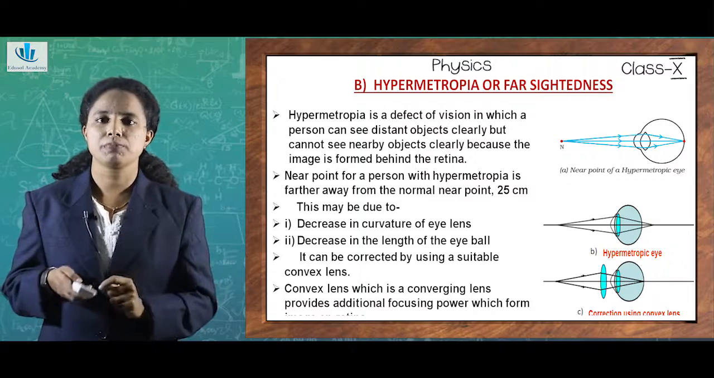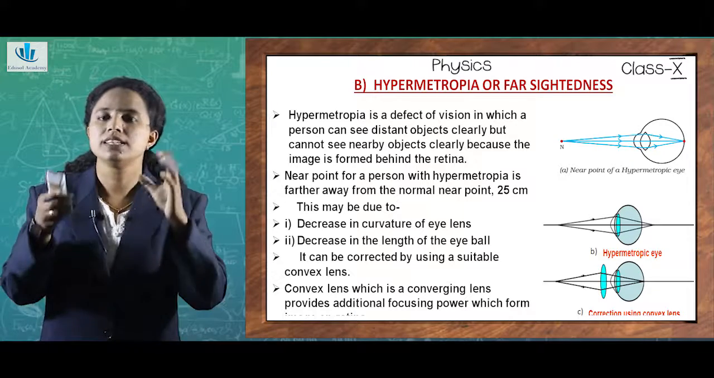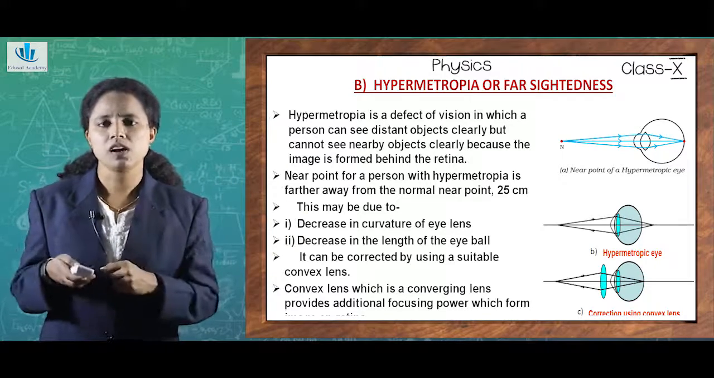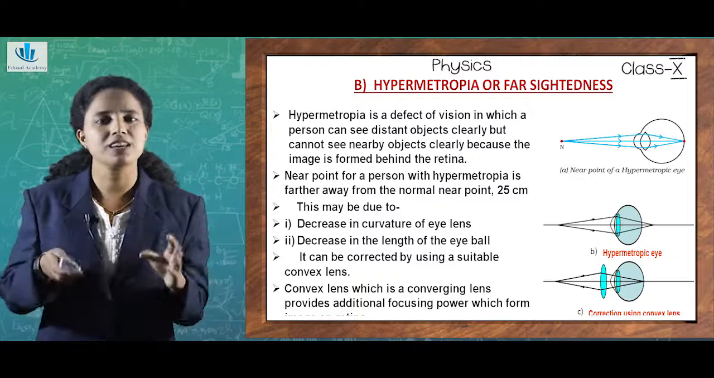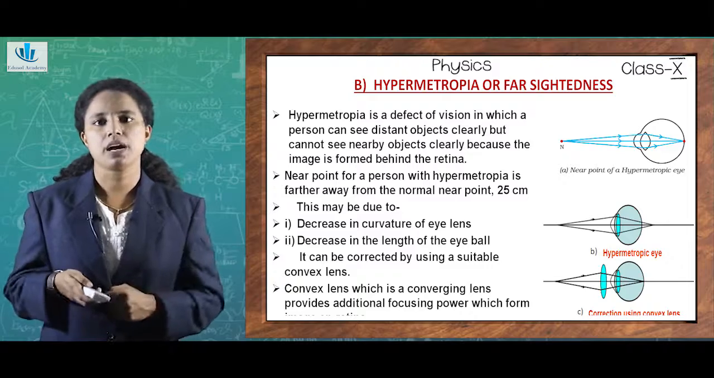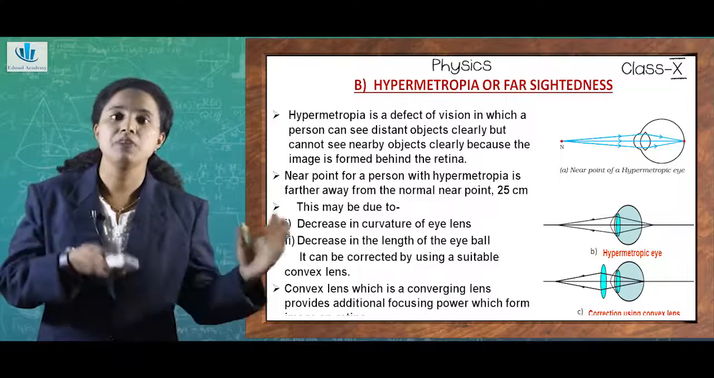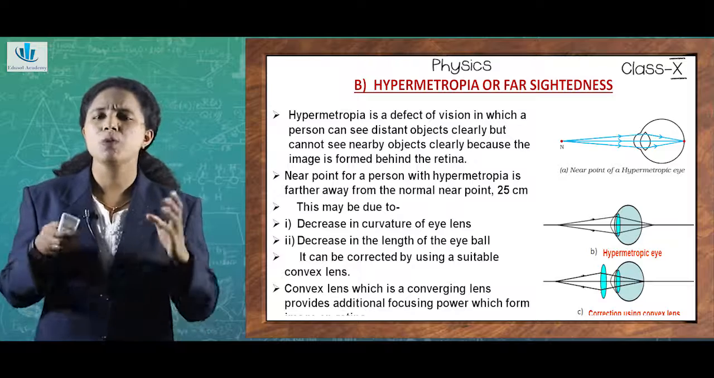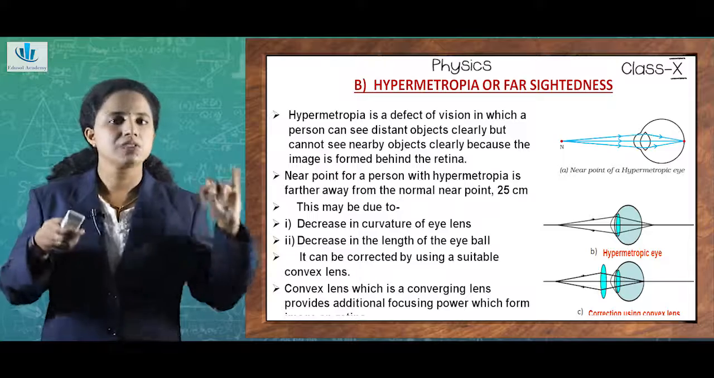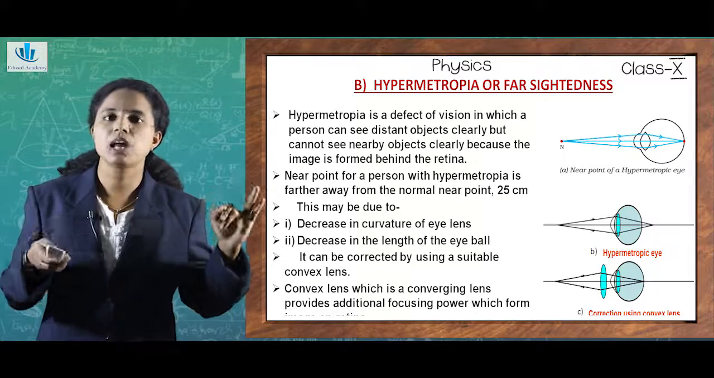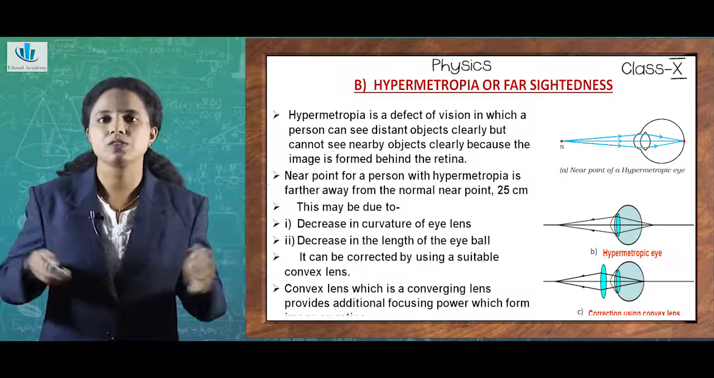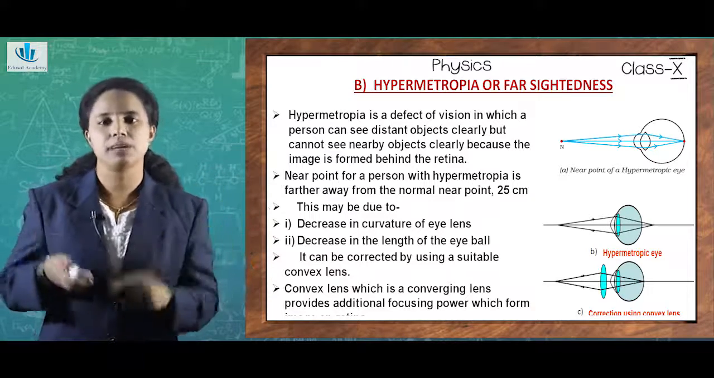For a hypermetropic person with farsightedness, the near point will be farther away from the normal near point. What was the normal near point? The normal near point was 25 cm, isn't it? But for a person with hypermetropia, the near point will be away from 25 cm. What may be the reasons that lead to hypermetropia? It can be due to a decrease in the curvature of the eye lens as well as in the length of the eyeball. So if there is a decrease in both of them or either of them, it can lead to hypermetropia.